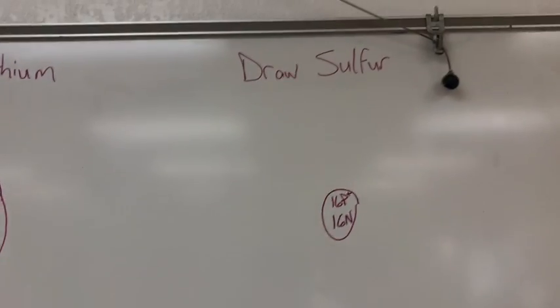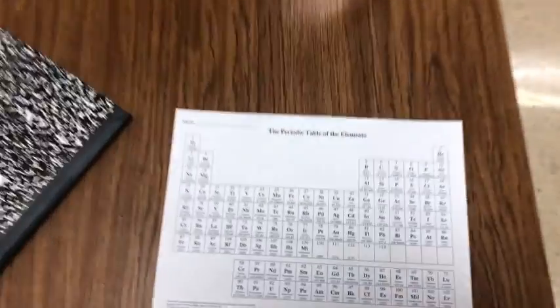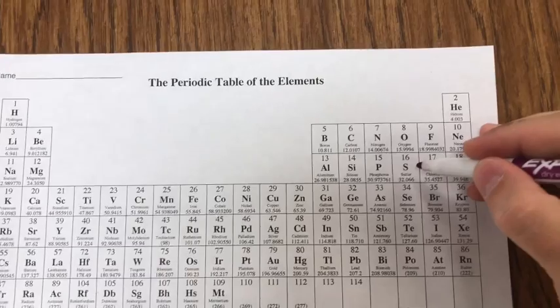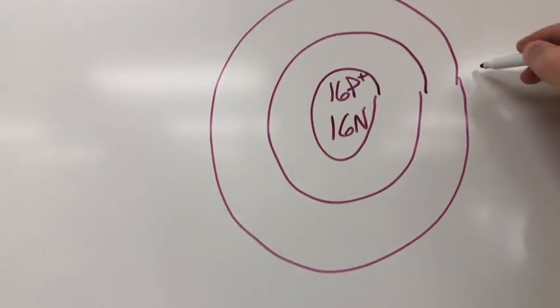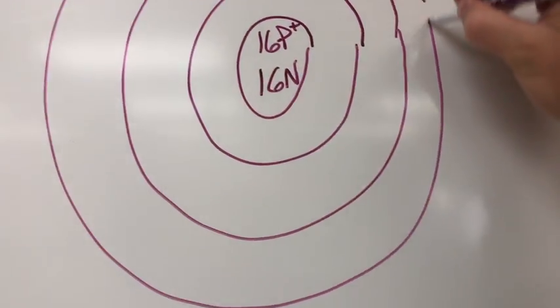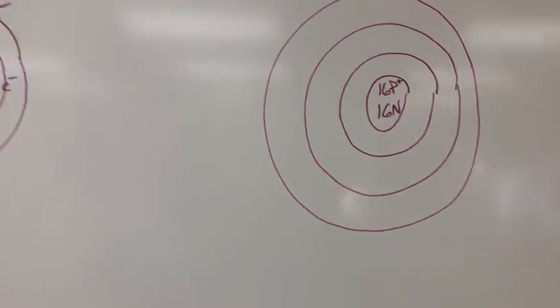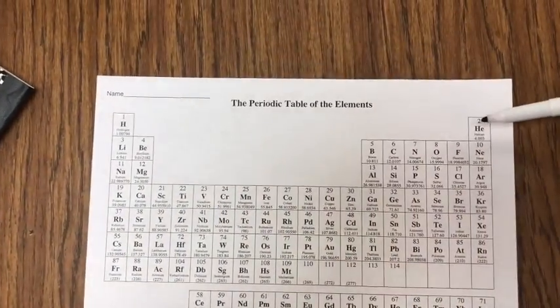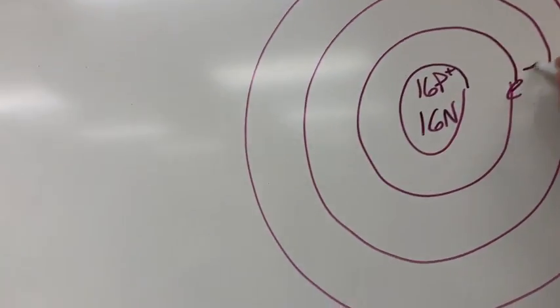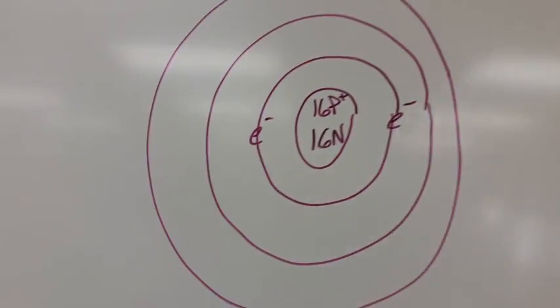Okay, next I'm going to check which row sulfur is in. Sulfur again is here, it's in the 3rd row, so I need to draw 3 circles around it. 1, 2, 3. Again, that very first circle can only hold 2 electrons because there are 2 elements in that top row. So the first one holds 2, so 1, 2.